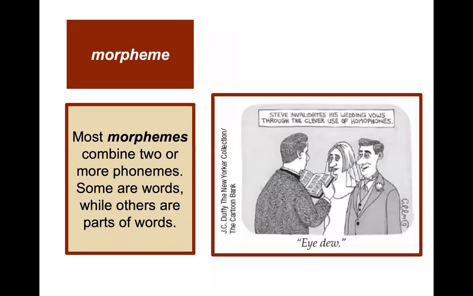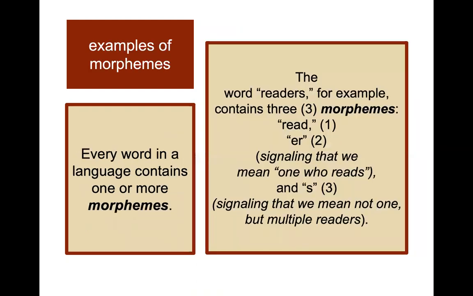So morphemes, most morphemes combine 2 or more phonemes. Some are words, while other are word parts. So morpheme, meaning. That's what you should be thinking in your head. Morphemes are connected to meaning. Every word in a language contains 1 or more morphemes.